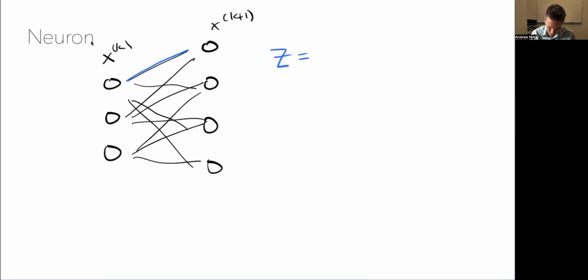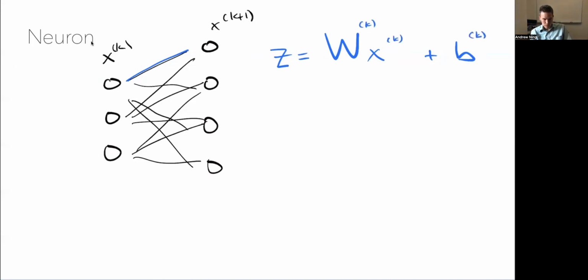Z is equal to xk times this weight matrix plus a bias, right? So this is just a linear equation. I've got a matrix-vector multiply and then a vector of biases. I should be more careful: this is not k plus 1. This is for k, and these are the weights for k and the biases for k.